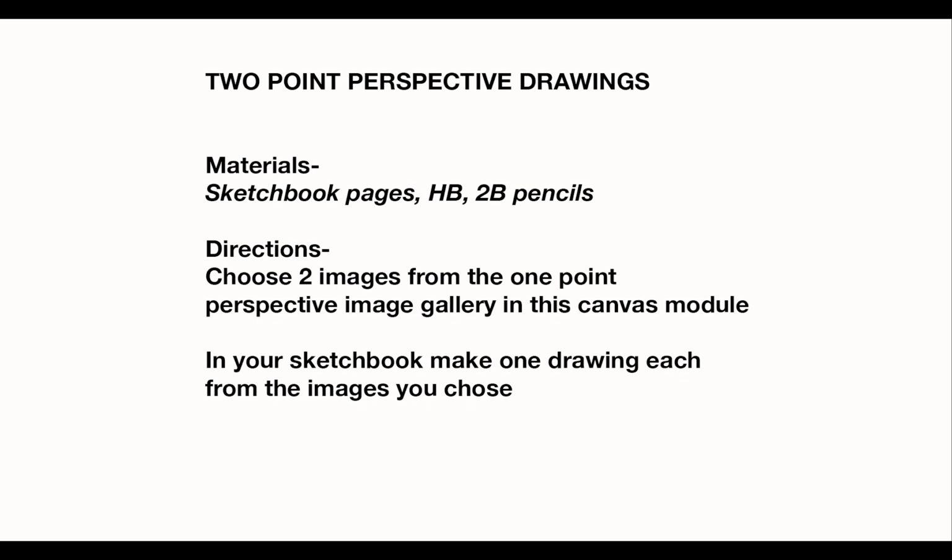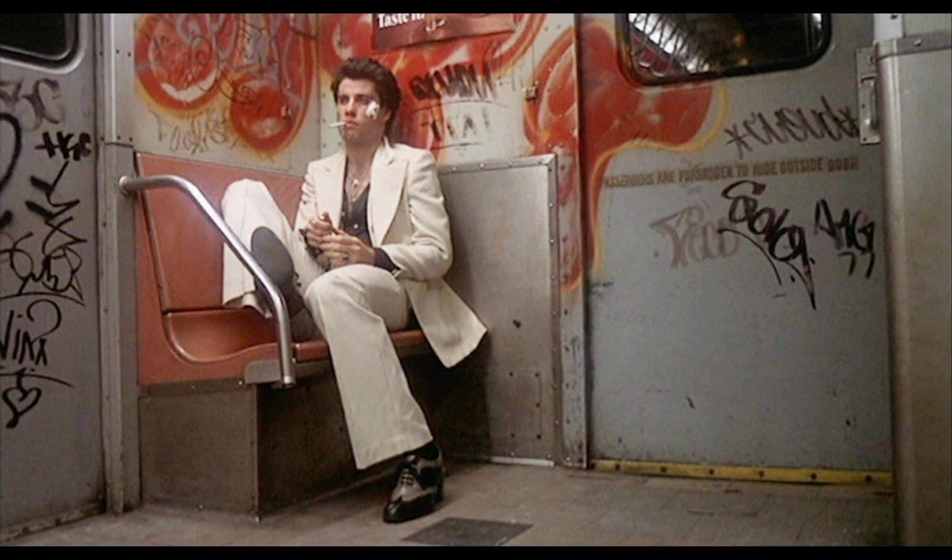Our second two sketchbook drawings will be using two-point perspective. Choose two images from the two-point perspective image gallery in this Canvas module. In your sketchbook, make one drawing each from the images you choose. Two-point perspective is used anytime you're looking at things at an angle or in a corner. In this movie still, our view is looking at the actor at an angle.